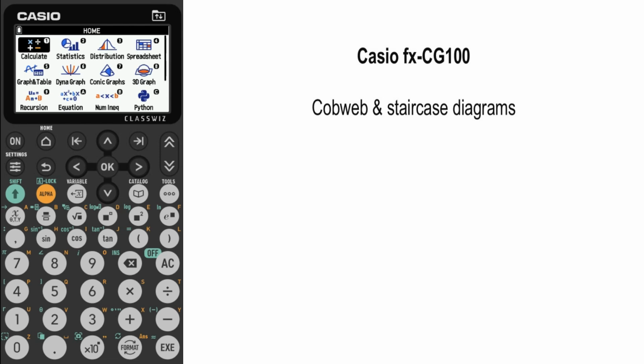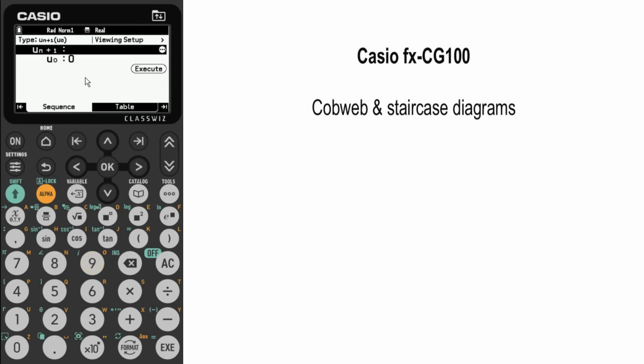We can use our calculator to draw cobweb and staircase diagrams. These can be used to show how convergence takes place. To begin with, we have to go to the recursion application. Once we enter into it, we see this screen here.